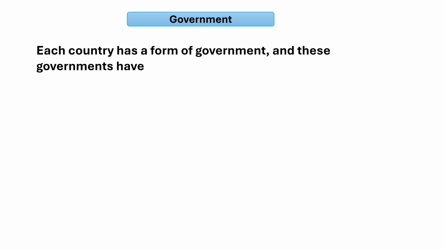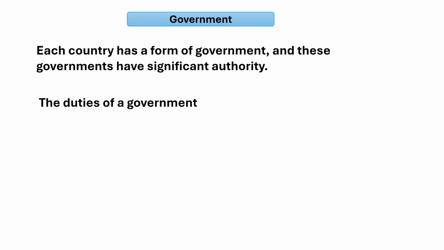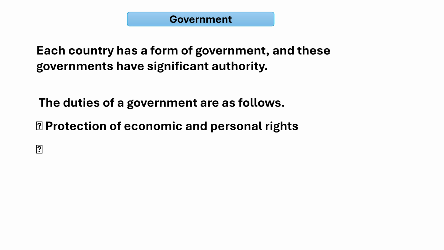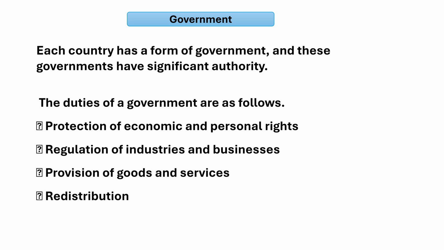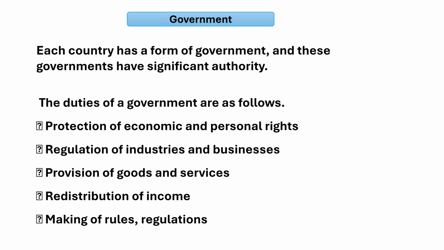Government. Each country has a form of government, and these governments have significant authority. The duties of a government are as follows. First one, protection of economic and personal rights. Second one, regulation of industries and businesses. Third one, provision of goods and services. Next one, redistribution of income and making of rules, regulations, and constitutions.